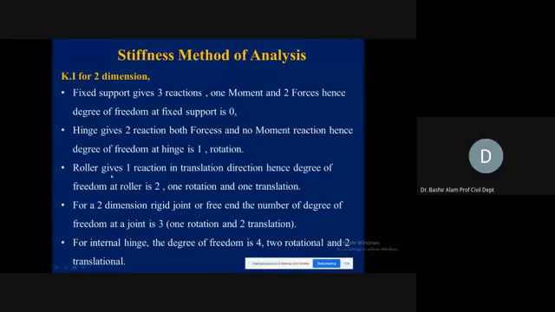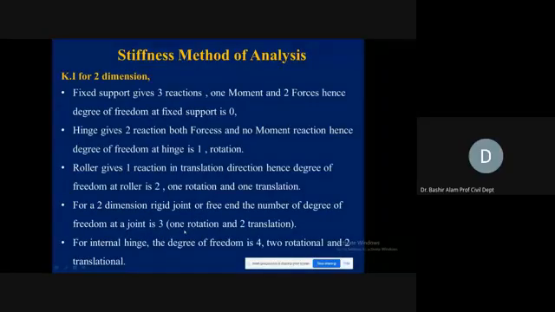Next bullet, roller gives 1 reaction in the translation direction, hence degree of freedom at roller is 2. One is rotation and one is translation. Now, for a 2-dimensional rigid joint that is free, the number of degrees of freedom at a joint is 3.